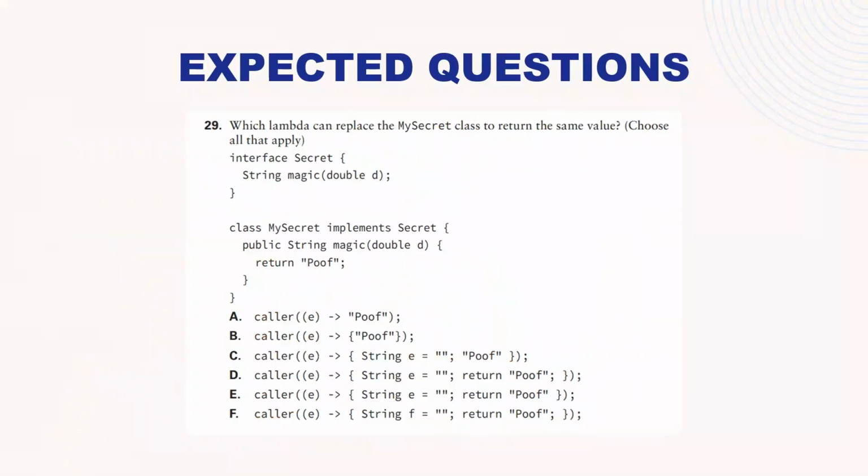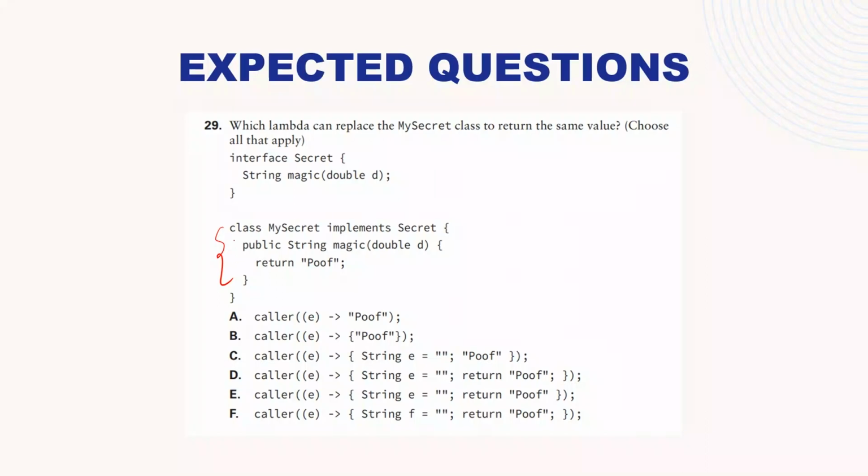Question number 29, guys. Alright, so which lambda can replace my secret class to return the same value? So yeah, this is basically why we are using lambdas, right? To avoid creating multiple implementation classes for a lot of interfaces. So to get rid of that, we are using lambdas. Alright, so what can be the possible solutions to this particular question?